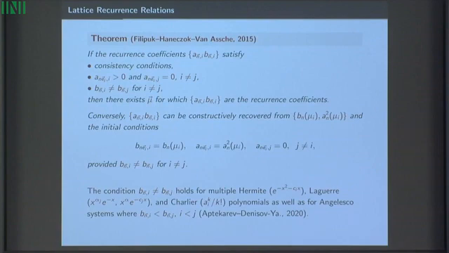or even the orthogonality with respect to discrete measures, Charlier polynomials, or for any Angelesco system. In fact, we can show for any Angelesco system that b_{n,i} is always less than b_{n,j} when i corresponds to the interval that is to the left of the interval corresponding to j.